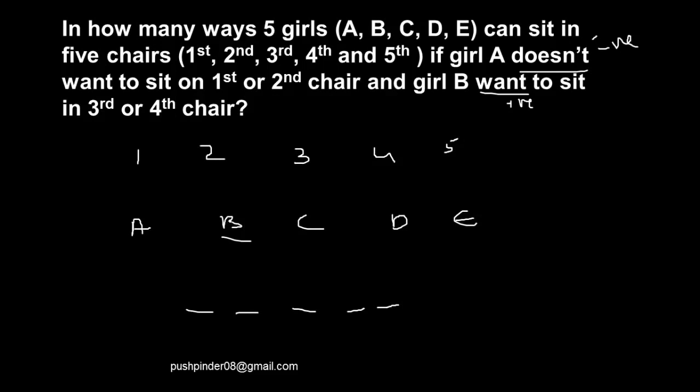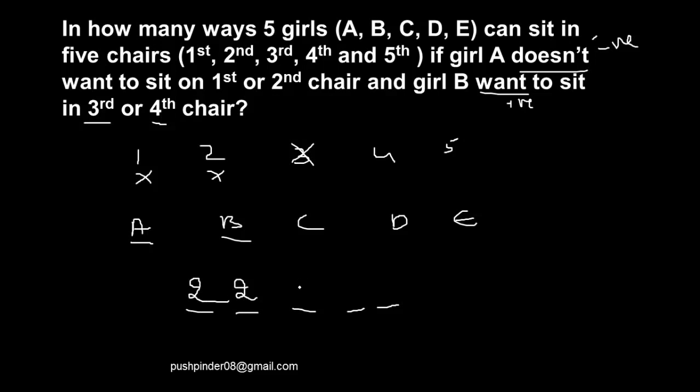Now how many ways can you make girl B sit? She can sit either on the third chair or on the fourth chair. So there are two ways in which girl B can sit. Now let's suppose she sits on the third chair. So the third chair is already gone, right? Now girl A does not want to sit on the first or second chair. Third chair has already been taken by girl B. That means there are only two places left for girl A to sit, right?